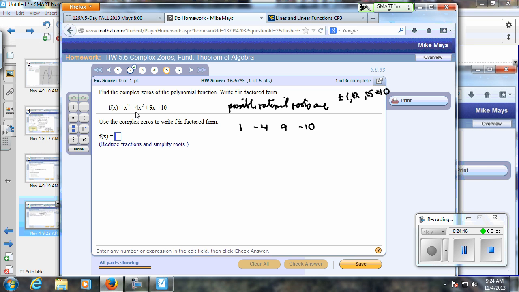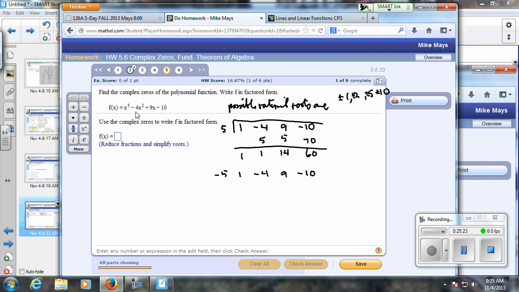And let's see, if I feel lucky, I'm going to try 5. If I try 5, what comes out as 1 times 5 is 5, and add, times 5 is 5, and add, times 5 is 70, and add. Well, 5 didn't work. Let me try minus 5. 1 minus 4, 9, minus 10.